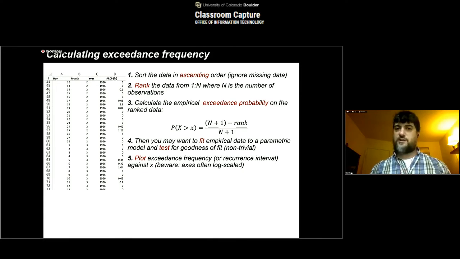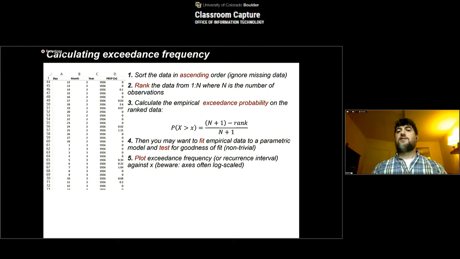They sort the data initially. Sometimes it's ascending, sometimes it's descending, but the reason you need to sort the data is because the magnitudes that you're comparing are not in regular intervals. So there's some very good statistics of ranks that we can take advantage of. Once we sort it, we can rank it from 1 to n, where n is the number of observations of that data. Then we calculate this exceedance probability, and it's a pretty simple formula.